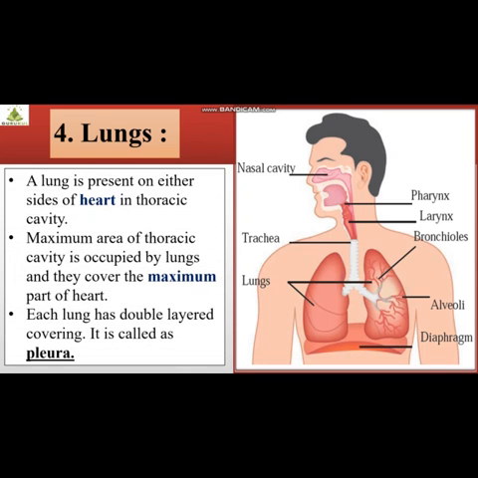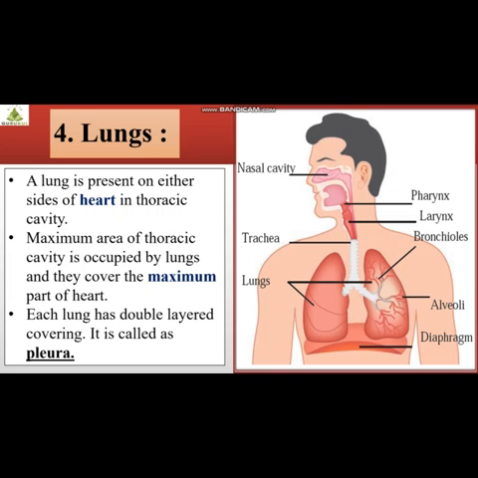Students, we all know what lungs are. A lung is present on either side of the heart in the thoracic cavity. Thoracic cavity means chest cavity. We are talking about 2 lungs here, left lung and right lung, so a lung is present on either side. The maximum area of the thoracic cavity, students, is occupied by lungs only, and they cover the maximum area of the heart also. Each lung has a double layered covering, which is called pleura.